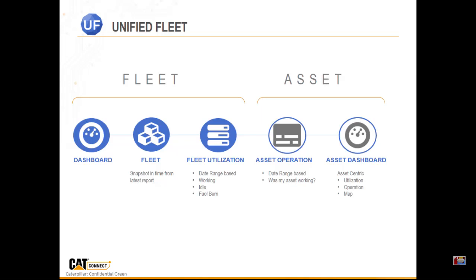It shows asset runtime and will show a breakdown of working and idle time and fuel burn if the machine has hardware and a subscription that supports this feature. Asset operation is date range specific and simply shows when an asset was working, on what day, and at what time the machine was running and when it started and stopped. Finally, there is the asset dashboard where you can view asset-centric information such as utilization, asset operation, and a map showing the asset's location for one specific asset.